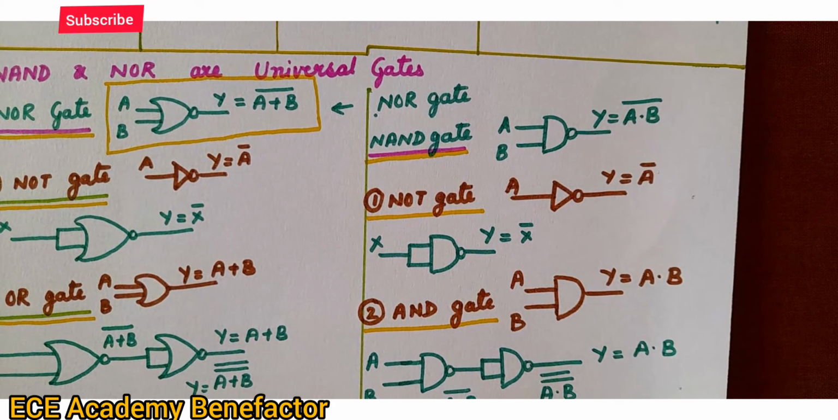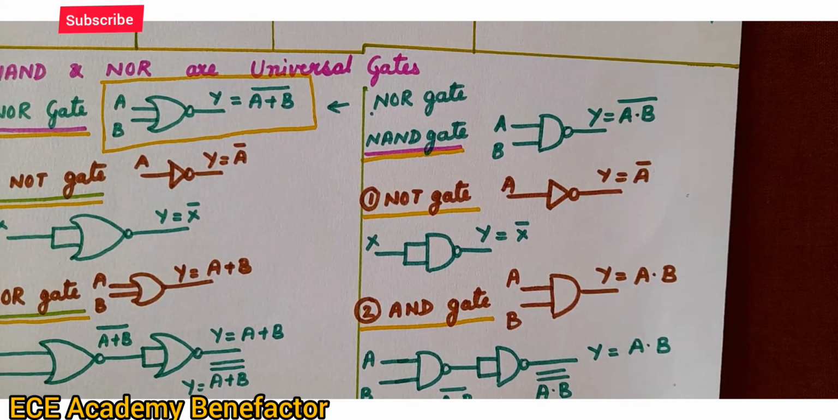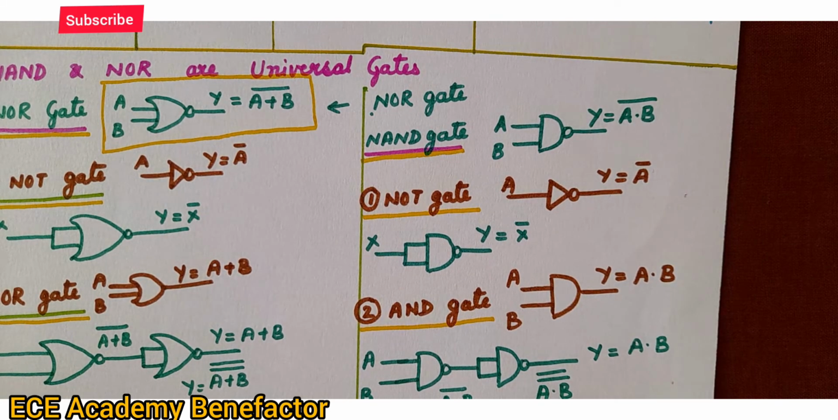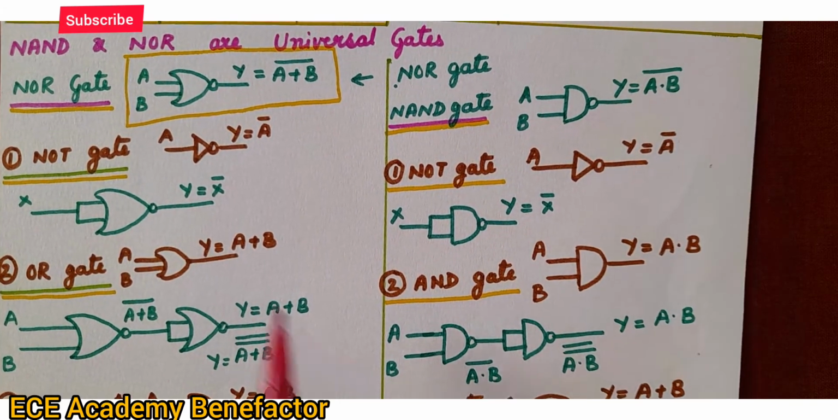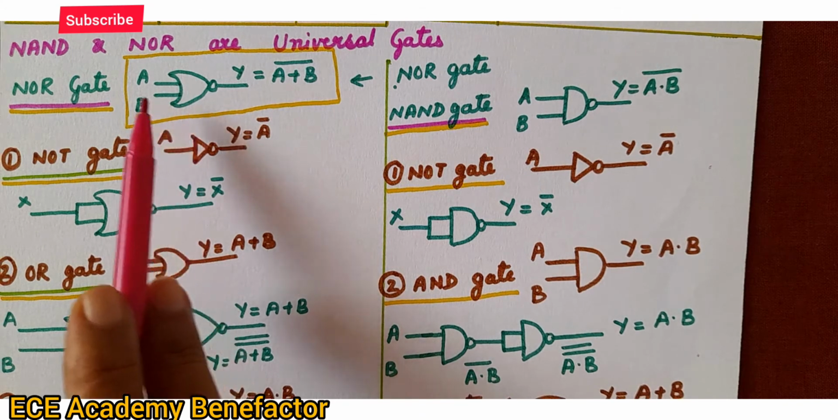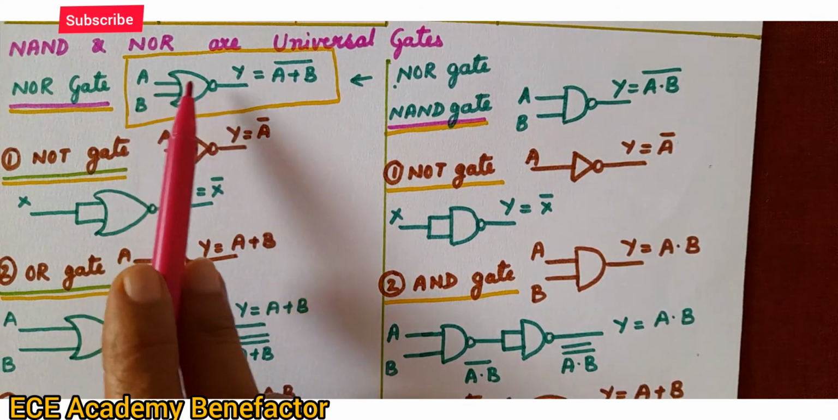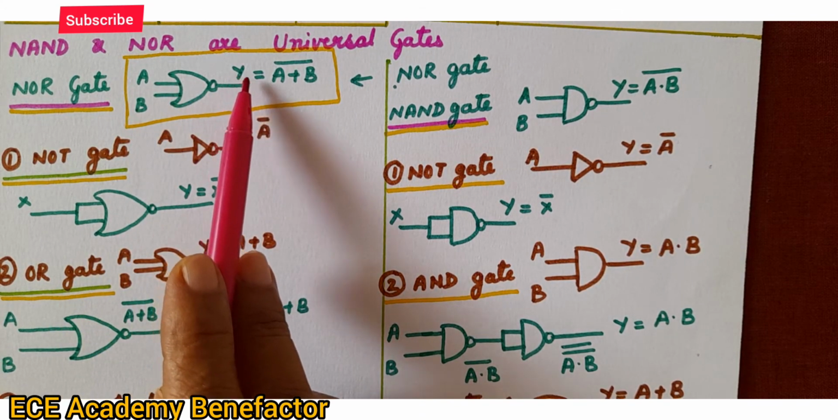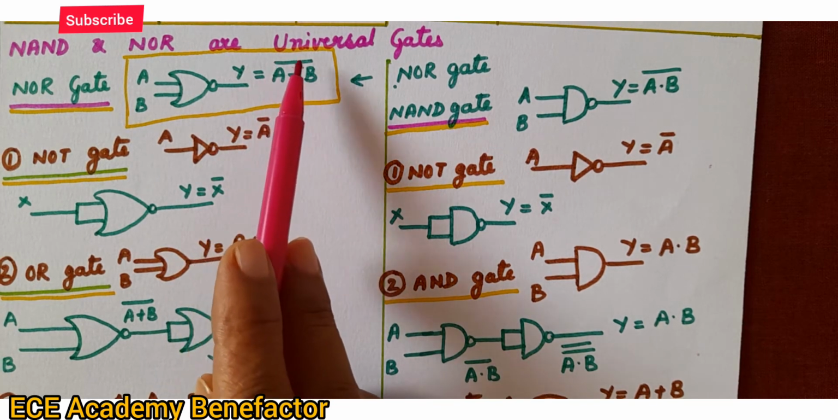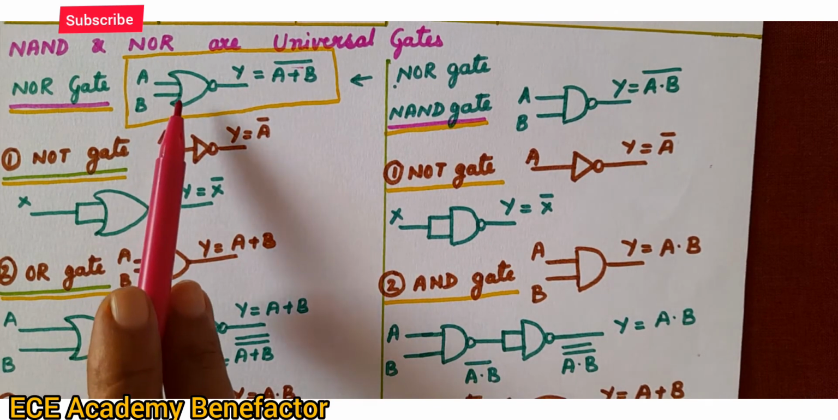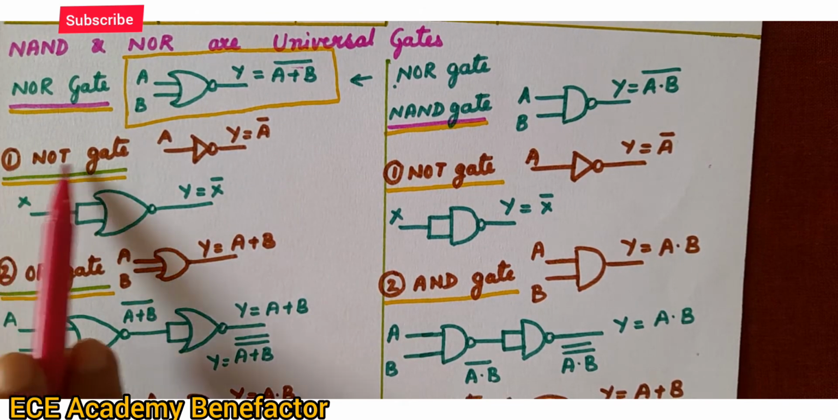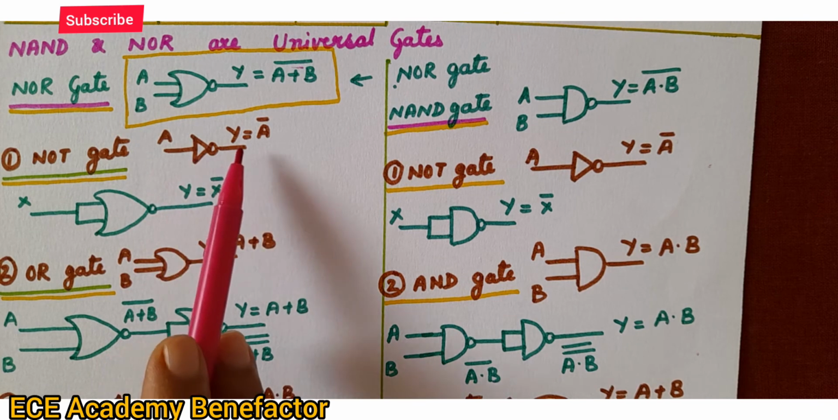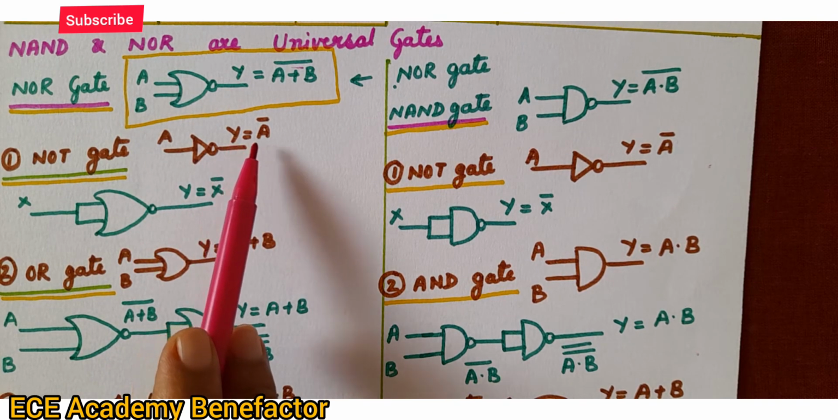Why are NAND and NOR known as universal gates? Because we can design the basic gates using the NAND gate and NOR gate. First I will explain for the NOR gate. This is the symbol of the NOR gate. The inputs are A and B. The expression for the NOR gate is Y is equal to A plus B the whole bar. Now we have to use the NOR gate to design a NOT gate. The NOT gate symbol is this one. The expression for the NOT gate is Y is equal to A bar.